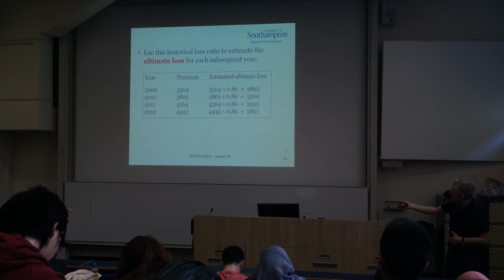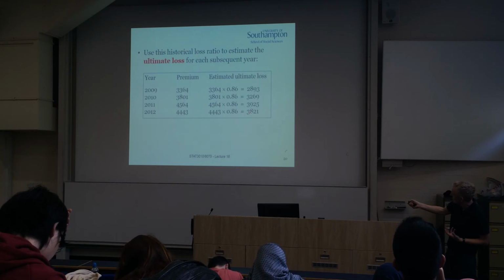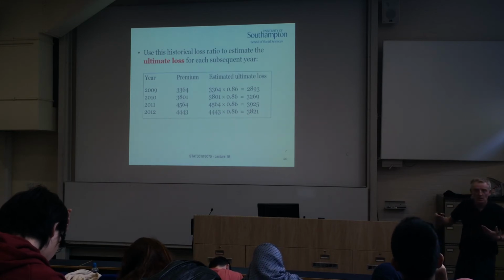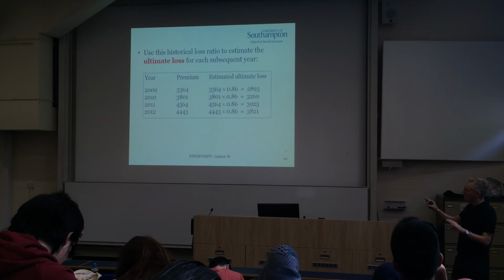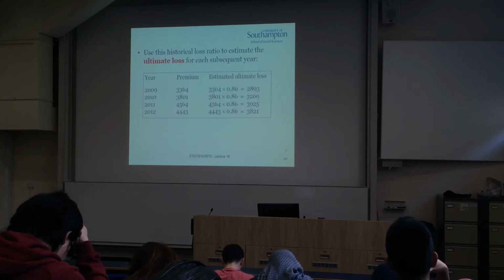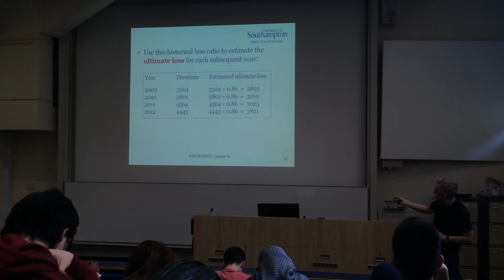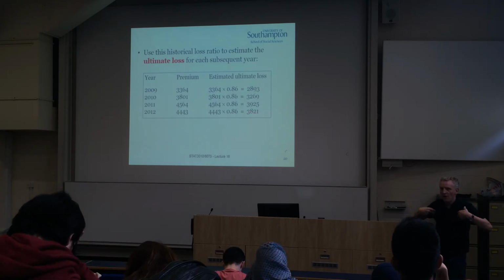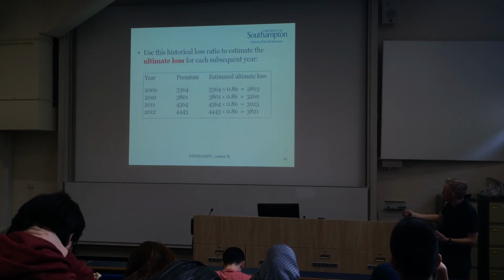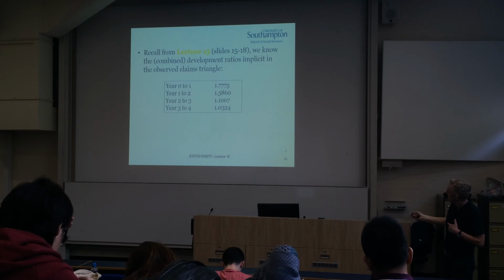Alright, so for the year 2012, our initial estimate based on the historical loss ratio and the premium was 3.821 million. So what I'm saying now is I've worked out from the development factors that I had 69% of that amount left to emerge. Okay, so my estimate will be that I've got 69% of 3821 left to emerge. Similarly for the other years.